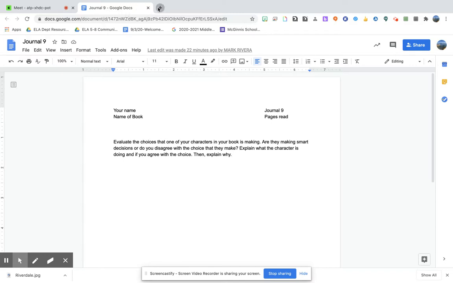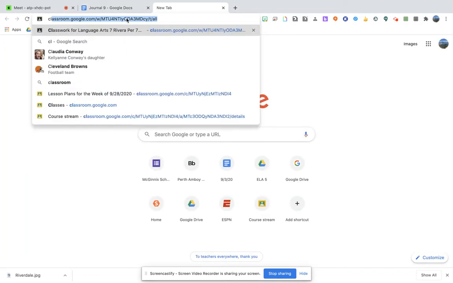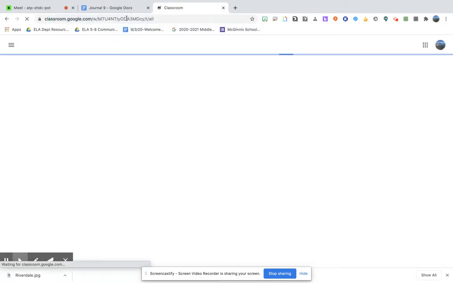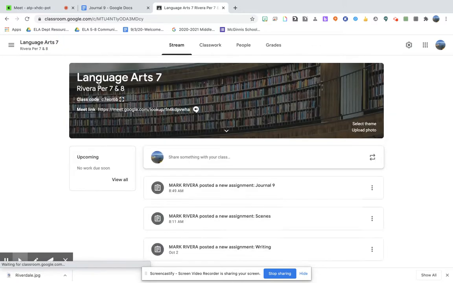Wait, what if we have more than one character? You're just choosing one. It's only important to do one. If you want to put two characters somewhere else, that's fine. But it really should just be about making sure that you do it for one character.